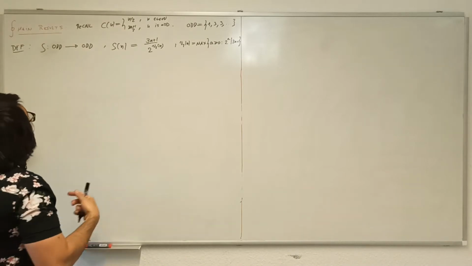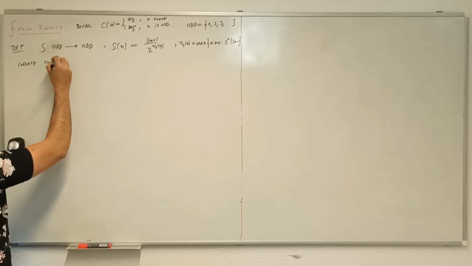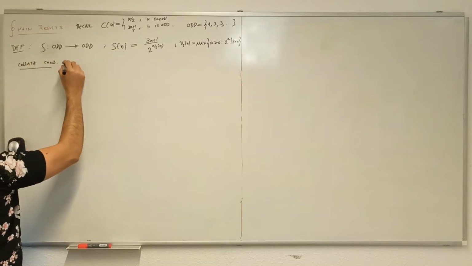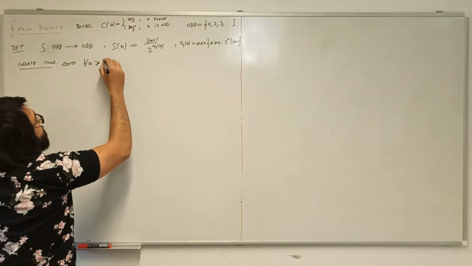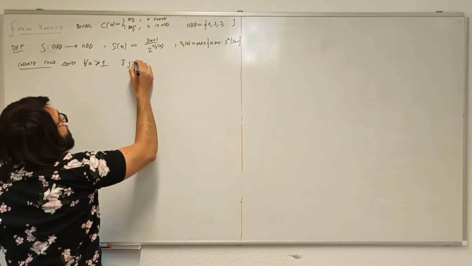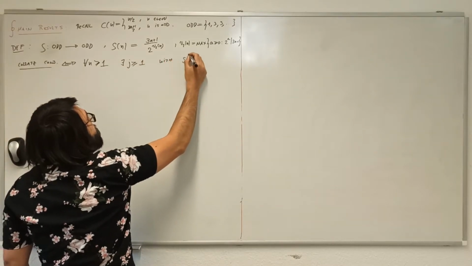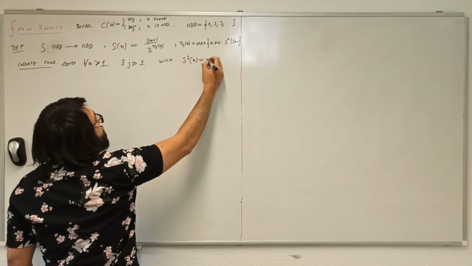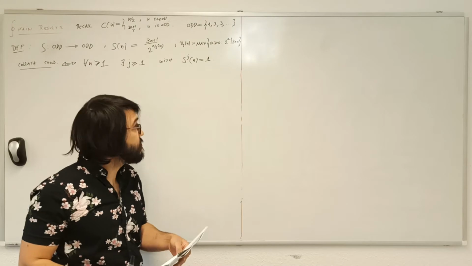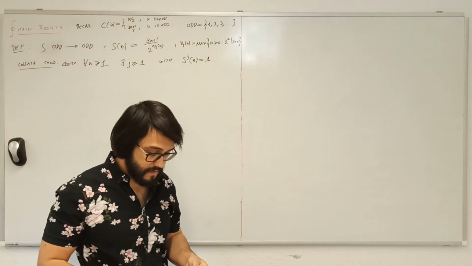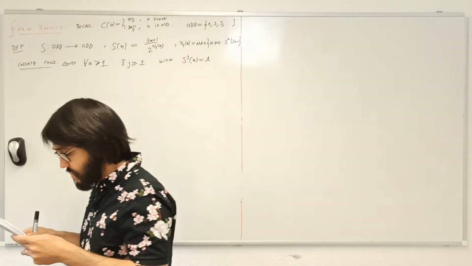So that would be the Collatz conjecture. Let me write here. The Collatz conjecture would be equivalent to saying that for all n greater than or equal to, let's say, 1, there is a j greater than or equal to 1 with s^j(n) equals 1, and once it becomes 1, it will stay there forever, okay? Because this is the speed up version. Okay, so that's the one thing.